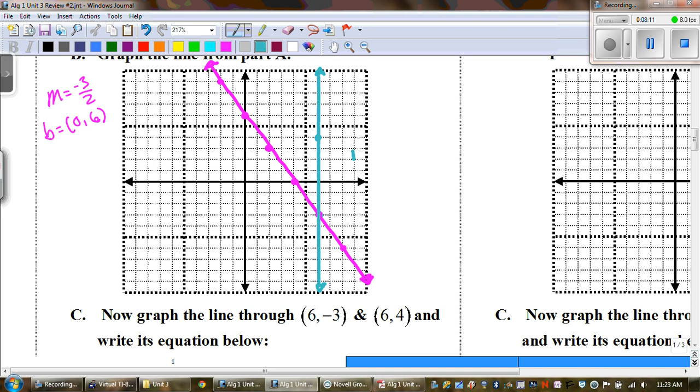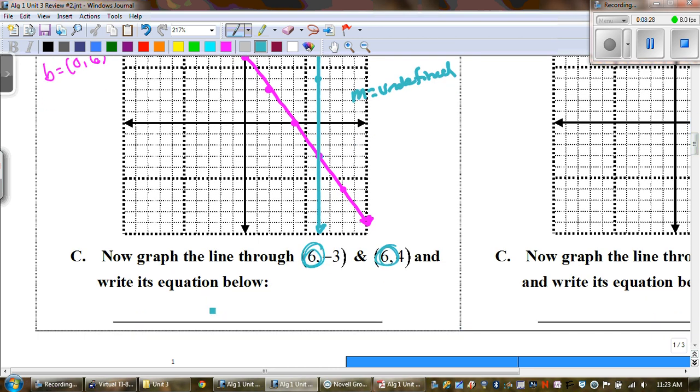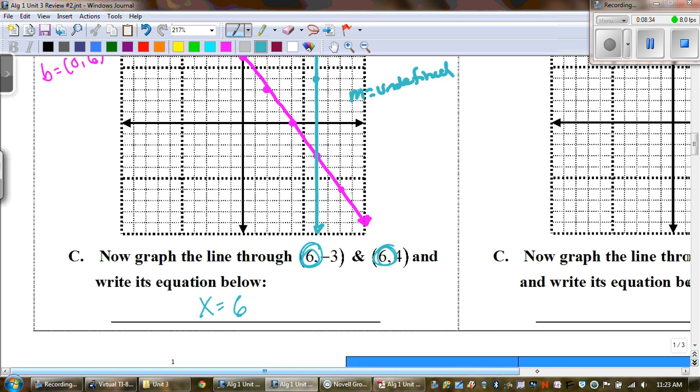Okay, my slope for that line is undefined. Undefined slope, guys, special case. Special case, what do we notice? What is the exact same? Our x's. Undefined, that's an x equals graph, and for both of those, x equals 6. Okay, so that one's asking you a lot.